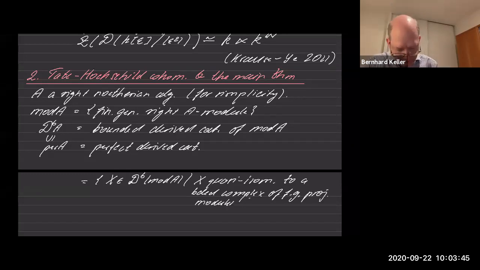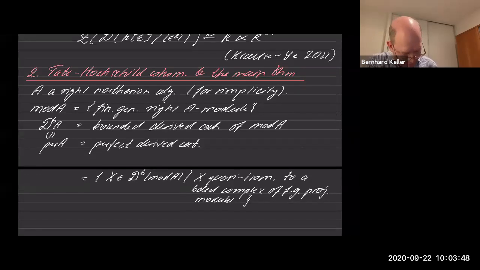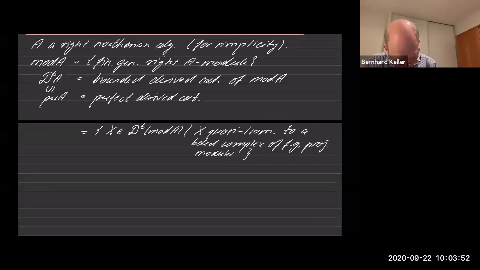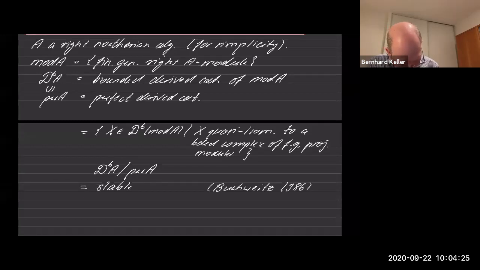Okay, now this is, of course, a triangulated subcategory. So it's natural to look at the quotient. And well, this quotient will vanish if the algebra is of finite global dimension, then the two categories coincide. If A is of infinite global dimension, it will usually be non-zero. This quotient was first considered by Buchweitz in an unpublished manuscript in 1986. He called it the stable derived category in analogy with a stable module category where you just divide by the projectives.